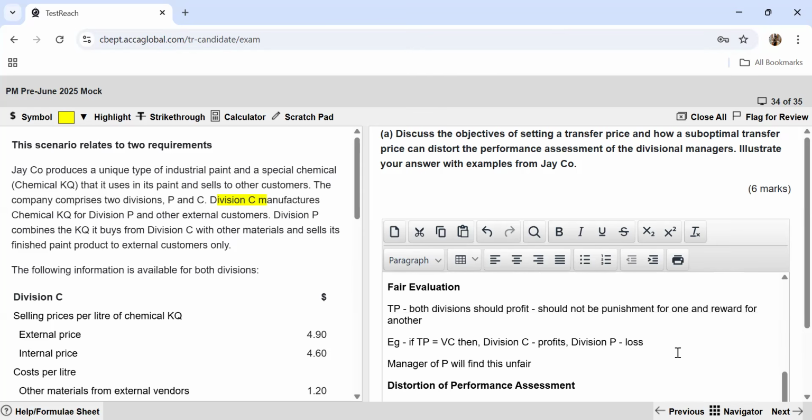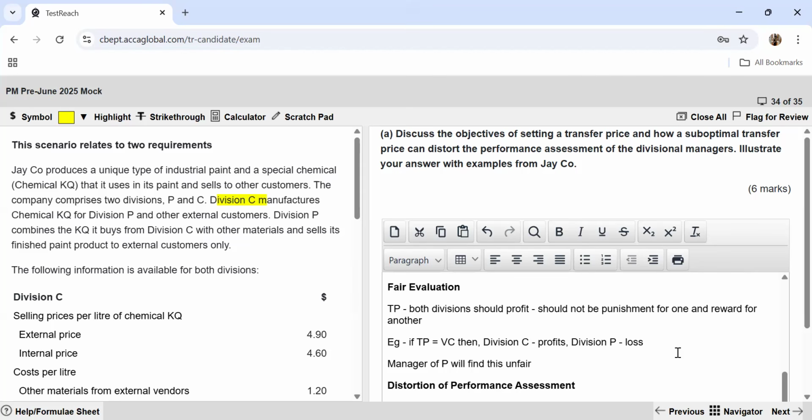The next objective that you can talk about is fair evaluation. This is the third objective. Fair evaluation means that every manager's performance should be fairly evaluated. No manager should feel that the transfer price is being unfair to them. For example, the transfer price should give both the divisions some amount of profit. It should not be like one person is taking away all the benefit and the other is facing losses because of that. It should not be a punishment for one division and a reward for another.